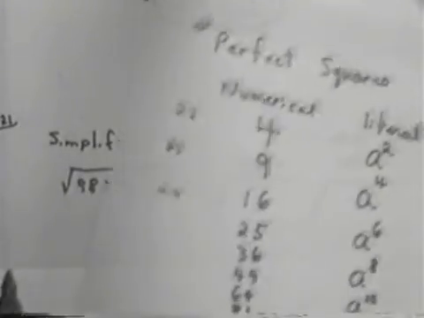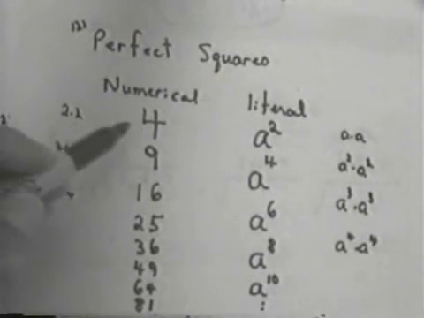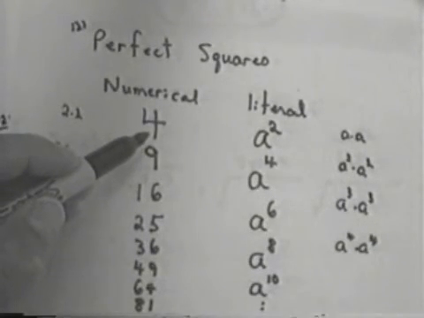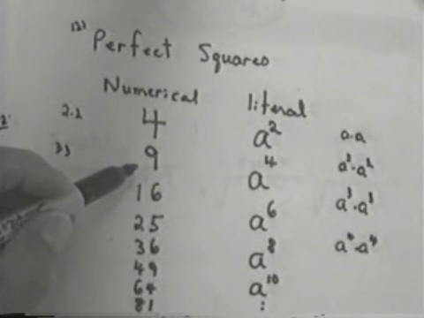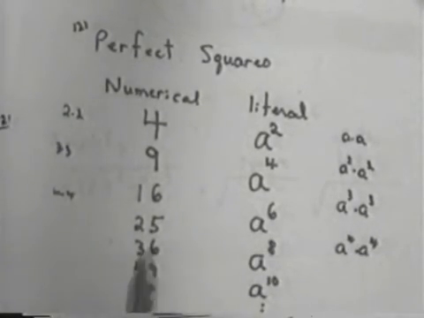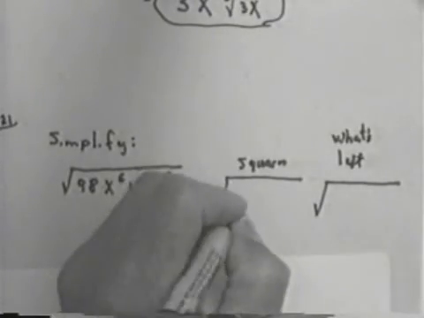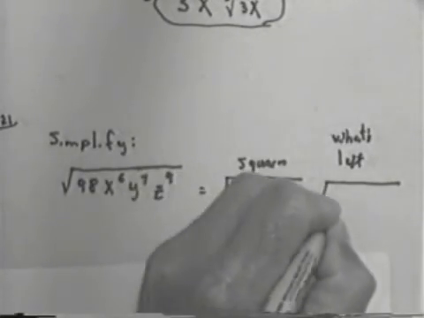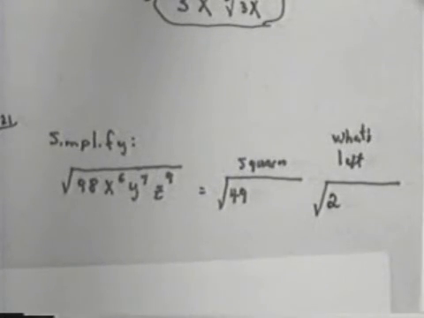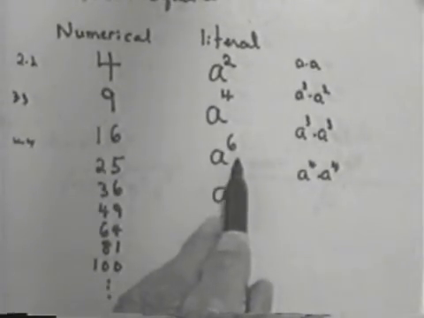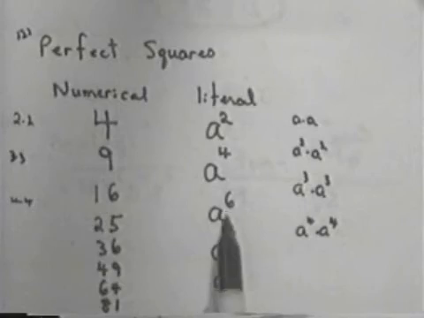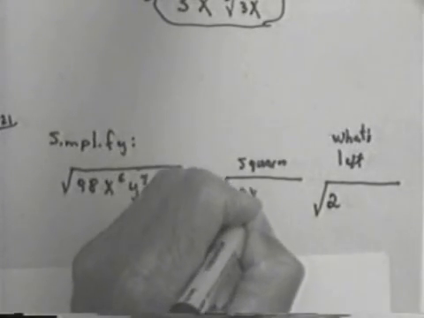Now what about the perfect squares? I need to find something that will go into 98. You can take your calculator and you can start dividing. You can divide 4 into 98. It won't be even. You can divide 9 into 98, 16, 25, 36, and finally you come to 49. 49 will go into 98 2 times. So I can write 98 as 49 times 2. Now we have x to the 6th. Well, notice that x to the 6th is in my list of squares. So x to the 6th is a square.